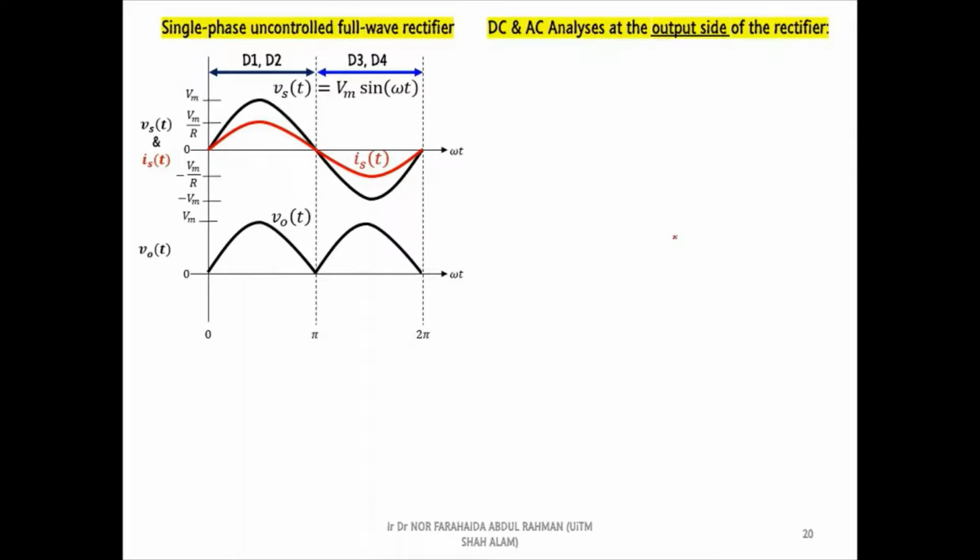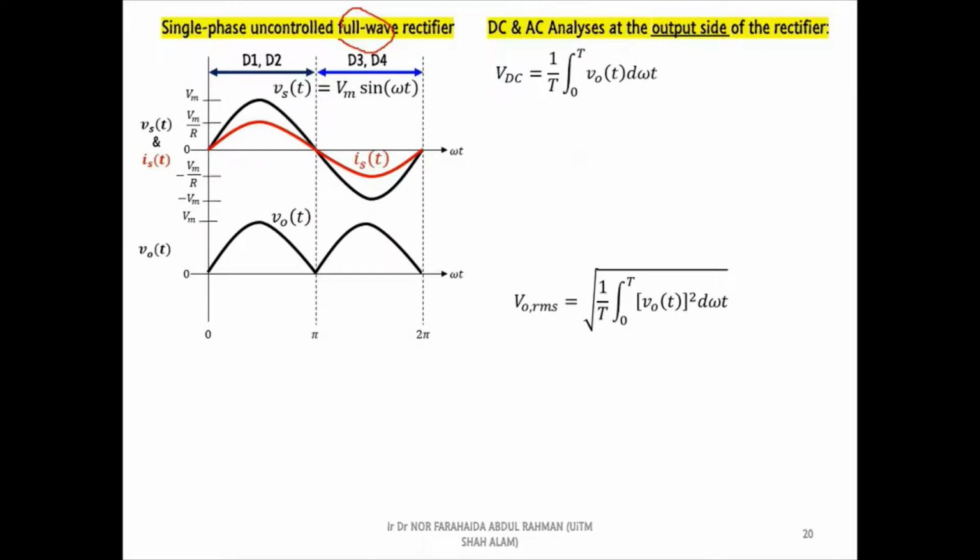For a single-phase uncontrolled full-wave rectifier, we can calculate its average and RMS output voltages using the same general equations applied in the half-wave rectifier. However, based on the wave shape of the output voltage waveform, we can see that the full period of a complete cycle of the waveform is only pi.